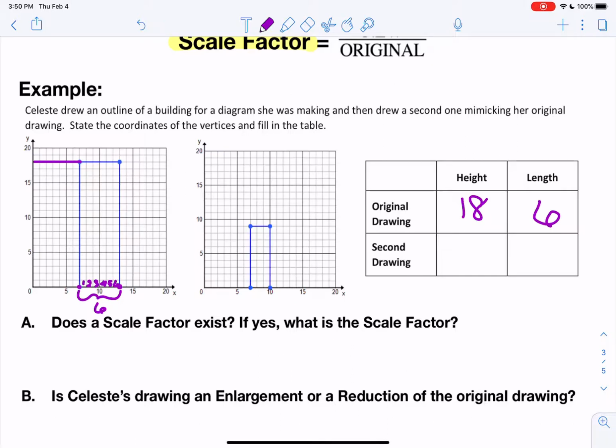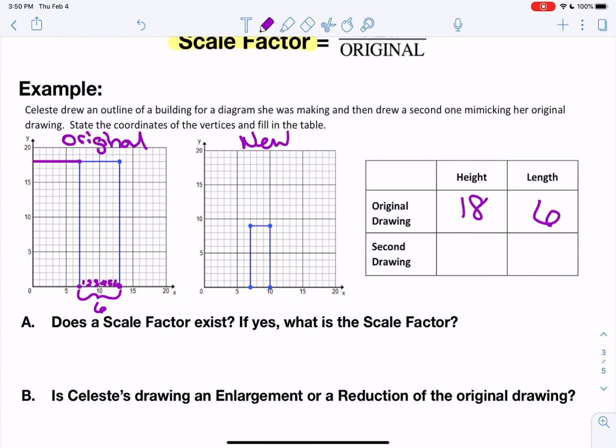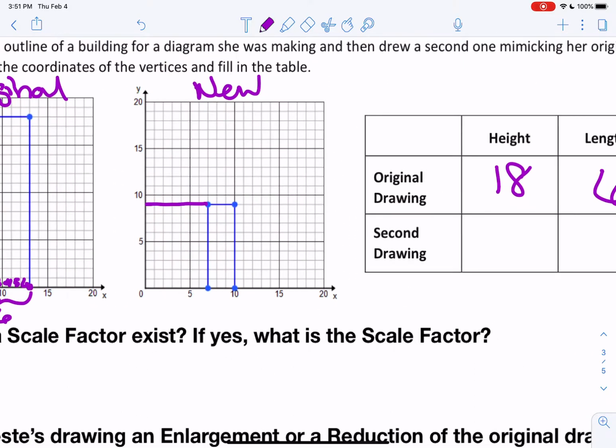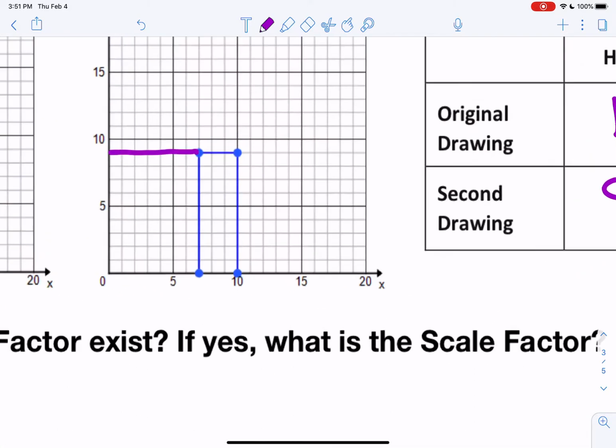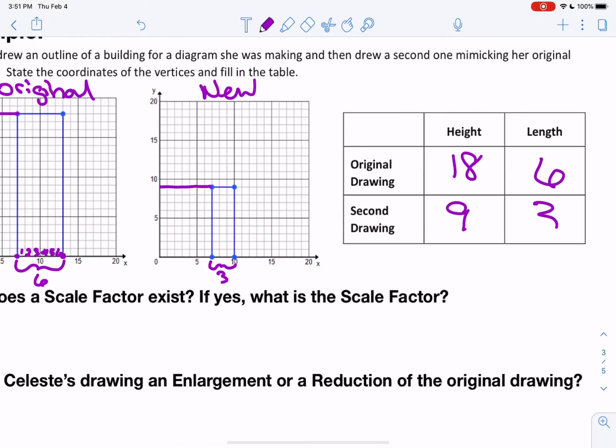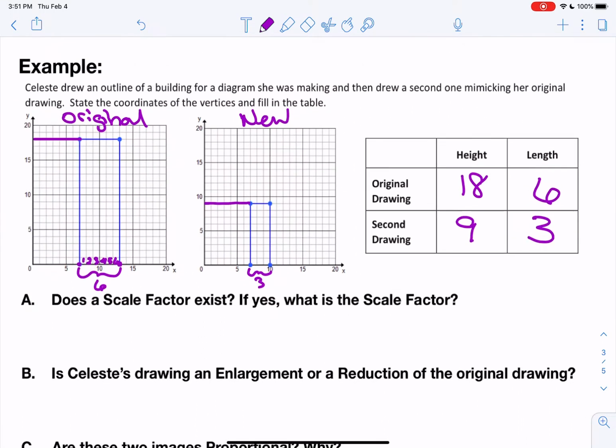Now for the second drawing, remember, this is the original, and then she made a second drawing. So this is the new. The height now is there, which is 9. And the length, or the width, 1, 2, 3, is 3. Okay, so we have the original and we have the second drawing.